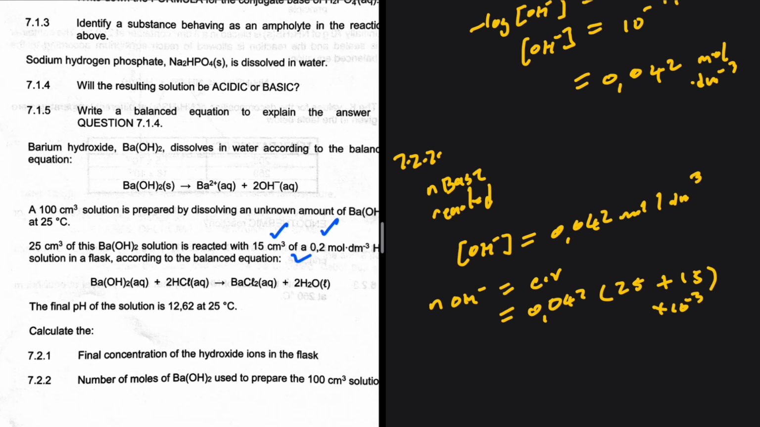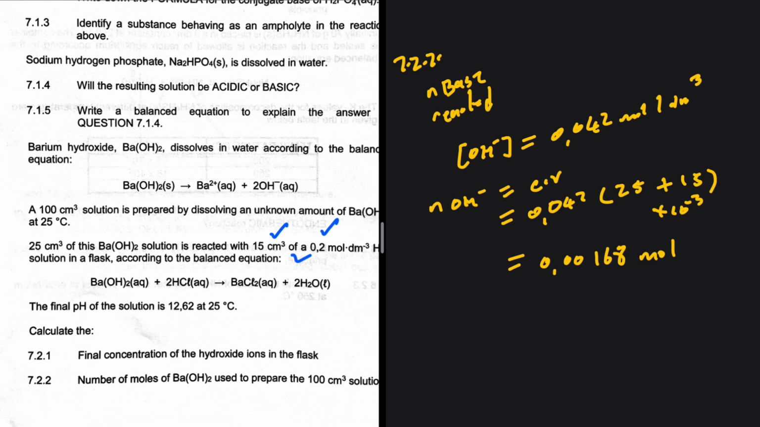Yeah, the volume of the acid plus the volume of the base will be the total volume at the end of the reaction. So 0.042 multiplied by 40 essentially, multiplied by times 10 to the minus 3 to convert it to decimeter cube. This is equal to 0.00168 moles. Those are the number of moles of OH minus.